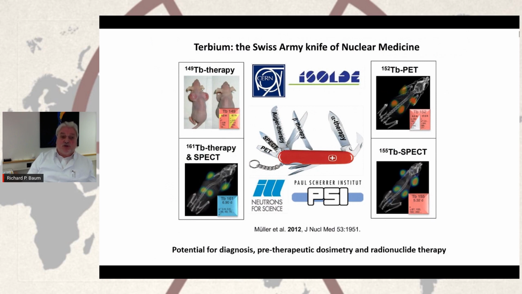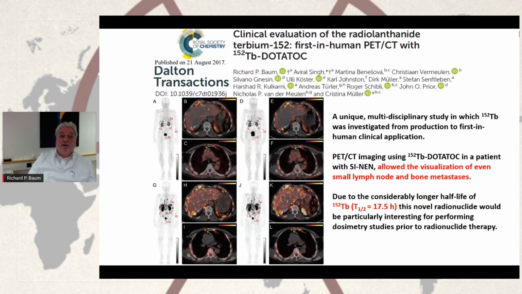have been using terbium. Terbium is called the Swiss Army knife of nuclear medicine because it has, as you can see here, with terbium-149 an alpha emitter, then with 152 a positron emitter, with terbium-161 an Auger emitter and SPECT imaging agent, and also with terbium-55 a SPECT imaging agent.